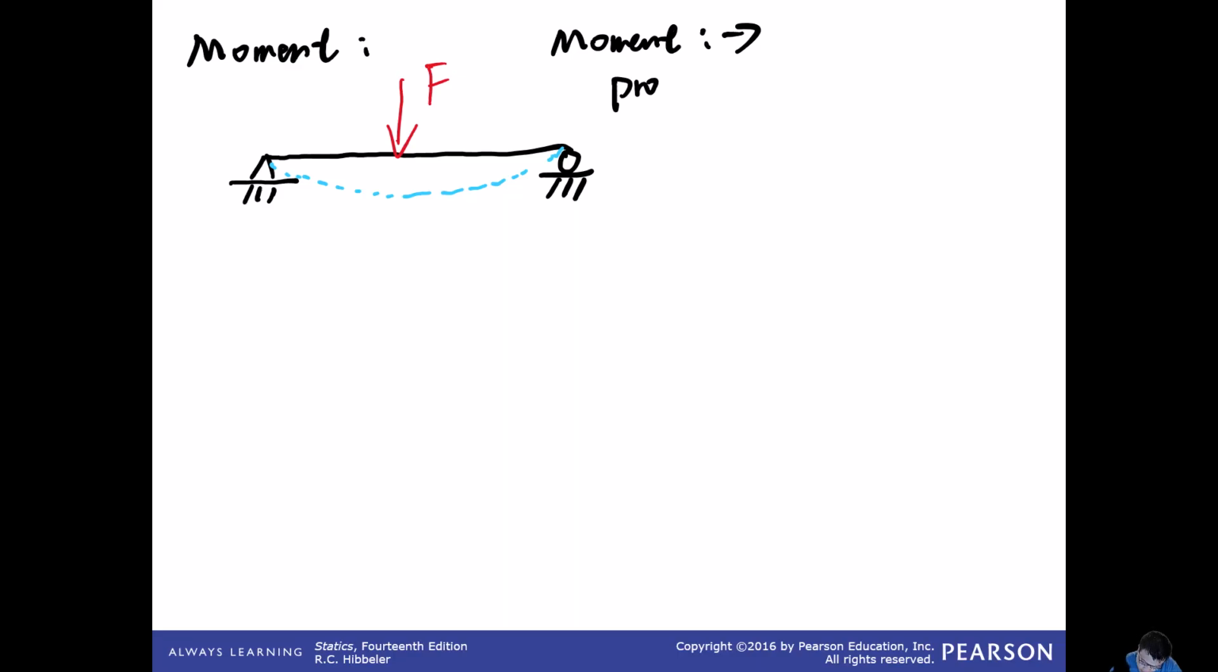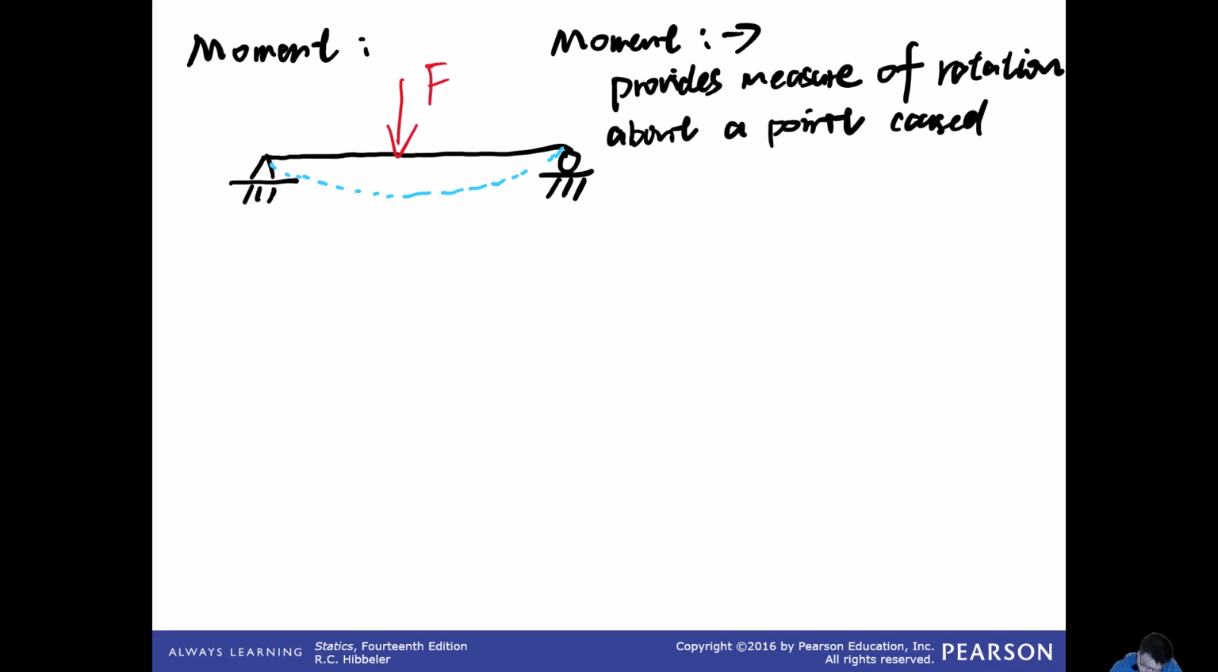Let me write the definition down. Here's the definition. And the equation to calculate the moment will be the cross product between the position vector and the force vector. Let me show you one more example.